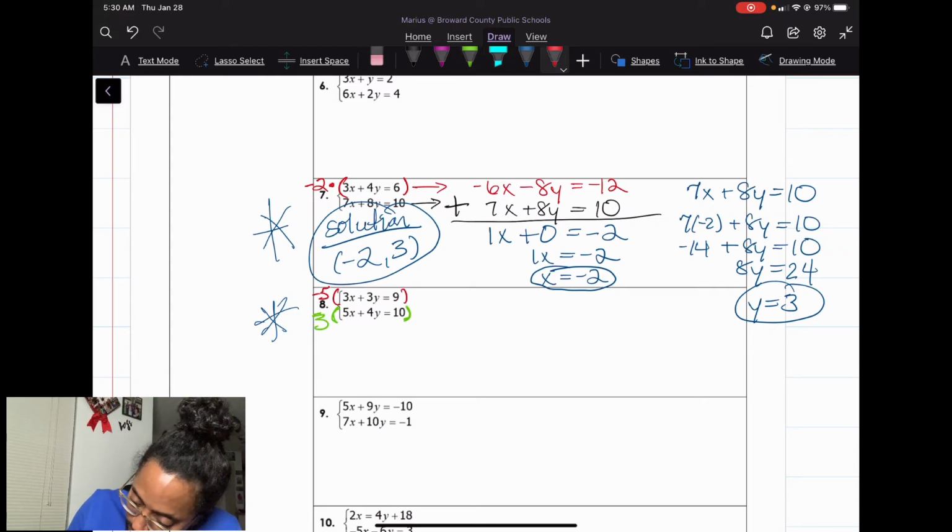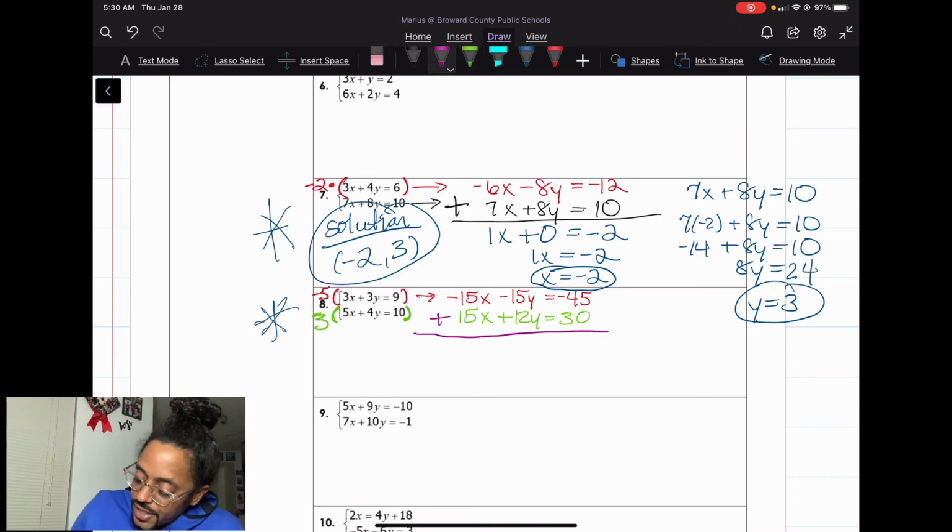And now we're gonna rewrite these equations. That's gonna become negative 15x minus 15y equals negative 45. This is going to become positive 15x, positive 12y equals positive 30. Now we can go ahead and add.